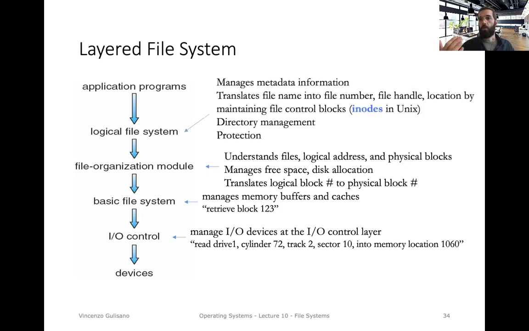The highest level you have, just before actually the applications that you run, is the logical file system. This is where you keep all the metadata I introduced before, okay? And now this is what we are going to discuss next when we look at different ways of actually maintaining data files on the disk.